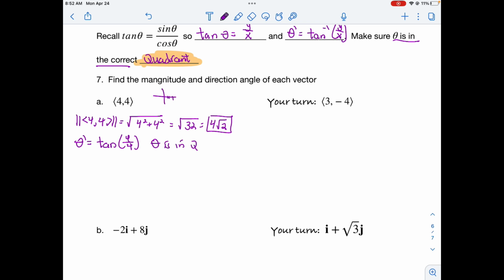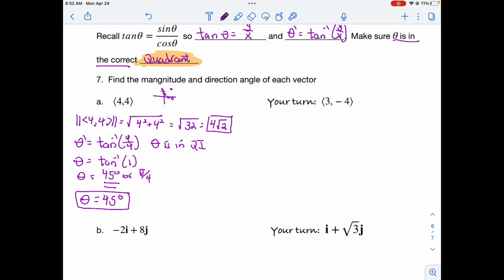If I plot 4, 4, I would see that it's in quadrant 1. So our reference angle is actually our given angle. So theta is equal to the angle whose tangent is 1. And I know from my unit circle that that is 45 degrees, or pi over 4. Now, usually in most cases in vectors, we go to degrees as default unless specified otherwise. So we'll use degrees unless specified otherwise in this unit.